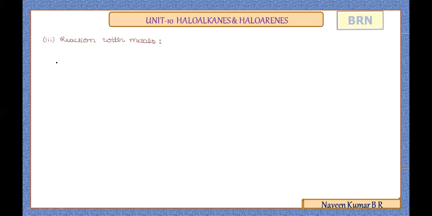So now, if we take any alkyl halides in general, that is chlorides, bromides, and iodides, they generally react with the metals to give compounds containing metal carbon bonds. These type of metal carbon bonds which are formed with alkyl halides are specially known as organometallic compounds.